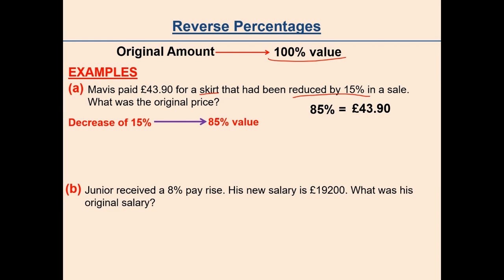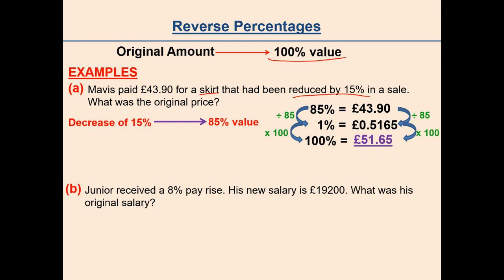I need to work out what 10% is. Before I do that, I can work out 1%. How do I do that? I'm going to divide both sides by 85. Whatever you do on one side, you do to the other, and that gives you about 0.5165. Again, you can use a calculator. And then afterwards, you need to work out your 100% value, because that's the original amount. How do I do that? To go from 1 to 100, I multiply both sides by 100, and that will give you £51.65. Okay, and that would be your original price for the skirt.